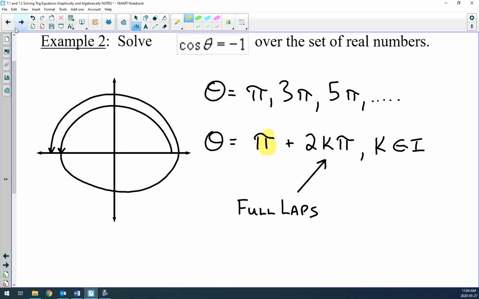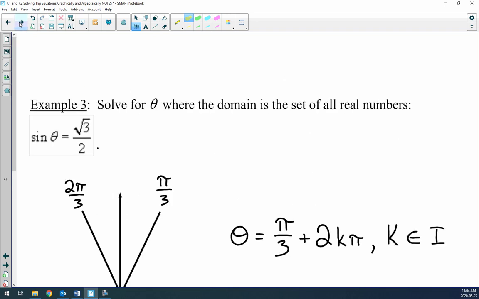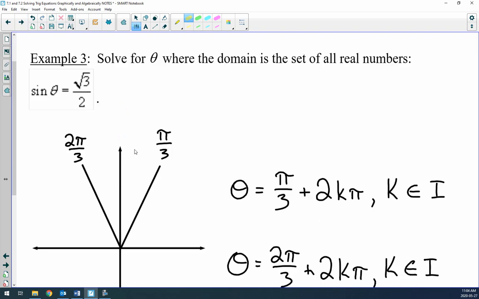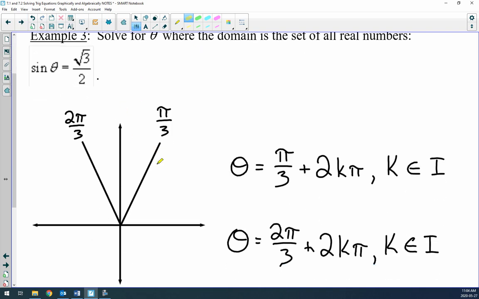Okay, example number 3. Solve for theta where the domain is the set of all real numbers. Now, if you look at this one, sine theta equals √3/2. What you can do is look at your unit circle. You can find that √3/2, because sine is positive, occurs in quadrant 1 and quadrant 2, and it's pi/3 and 2 pi/3. But the problem is if you look at the distance between those two, that's not a full lap. That's not even part of a lap. So what we do is we have to split this into 2.